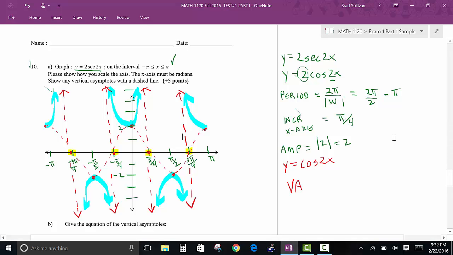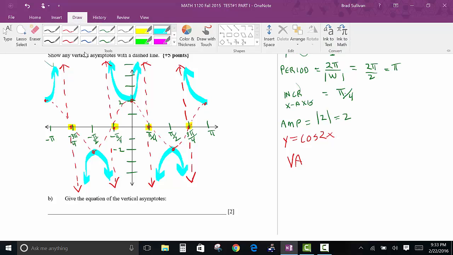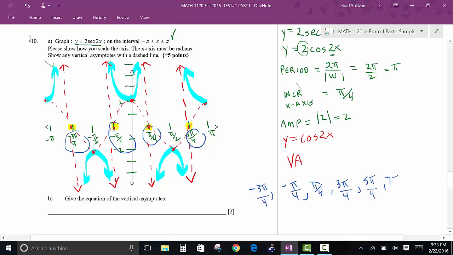Okay, so the equation of the vertical asymptotes. Well, what's usually helpful on this is to just write them down. Okay, we have a vertical asymptote at pi over 4. We have another one at 3 pi over 4. Okay, we have another one at negative pi over 4. And we have another one at negative 3 pi over 4. So the question is, what is the pattern? Well, you could predict this pattern. The next one's going to go 5 pi over 4, 7 pi over 4, 9 pi over 4, and so forth.